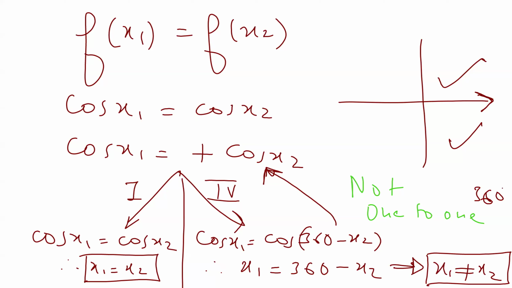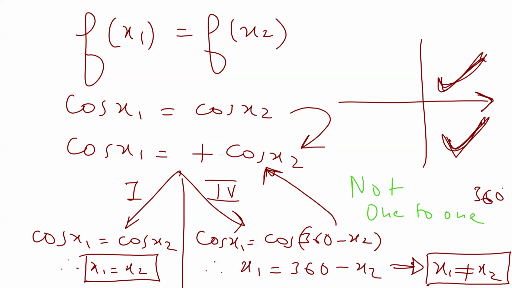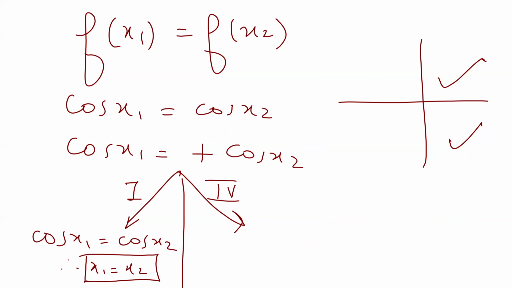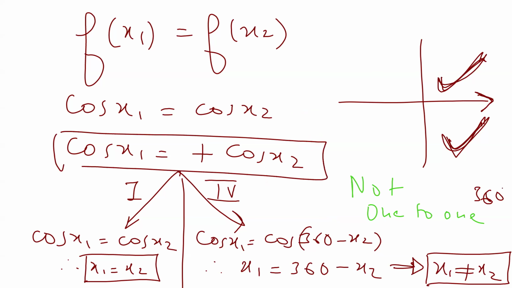Okay, now see, this cos x2 is plus cos x2. It literally means one and the same. Now cos is positive in the first as well as the fourth quadrant. Now in the first quadrant we can keep it the same: cos x1 is equal to cos x2, so x1 is equal to x2.